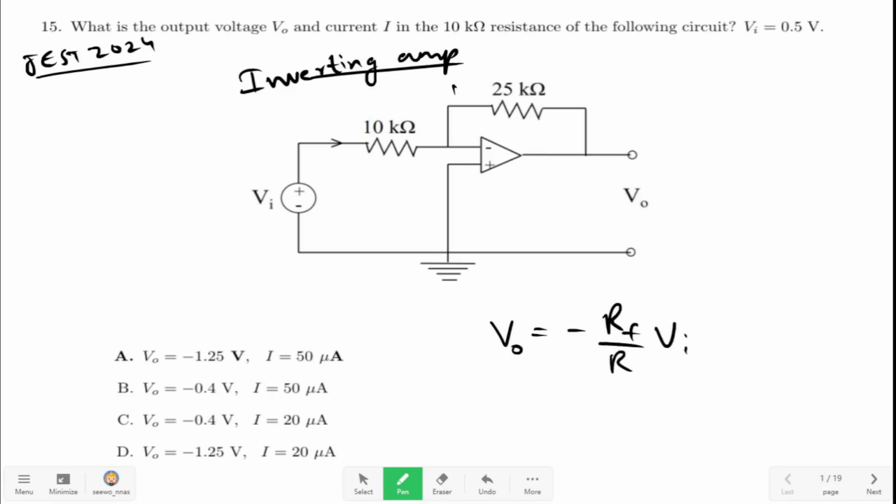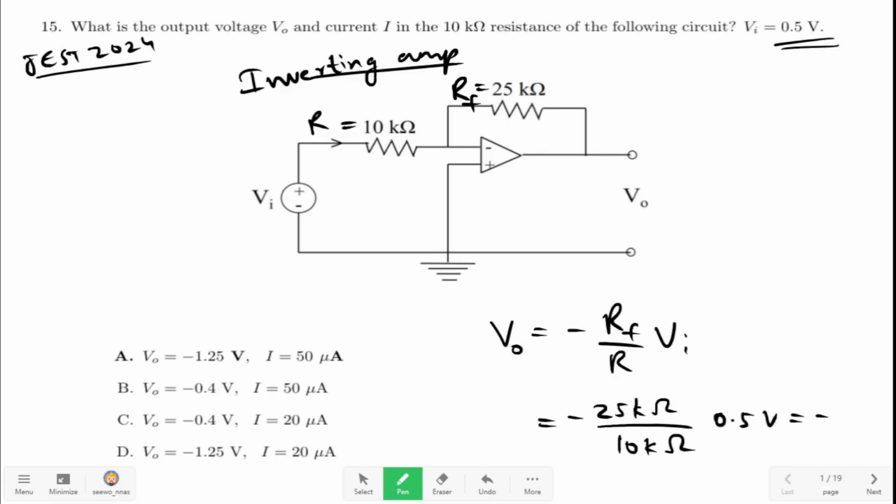Here RF, the feedback resistor, is equal to 25 kilo ohm, and R is nothing but 10 kilo ohm. Vi is given to be 0.5 volt. Therefore output voltage is coming out to be equal to minus 1.25 volt.